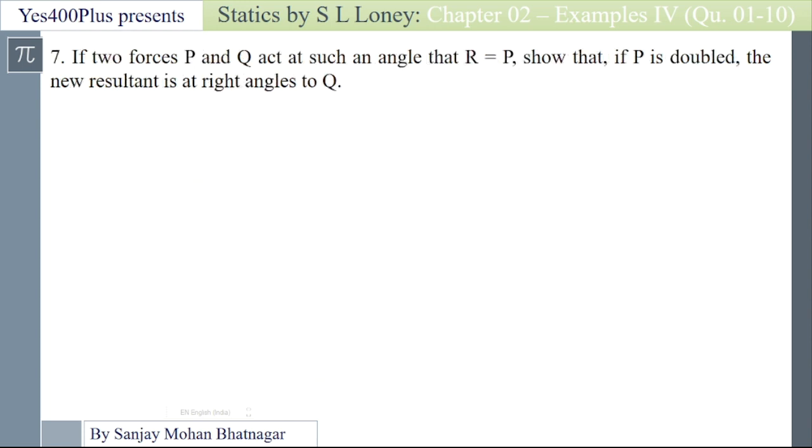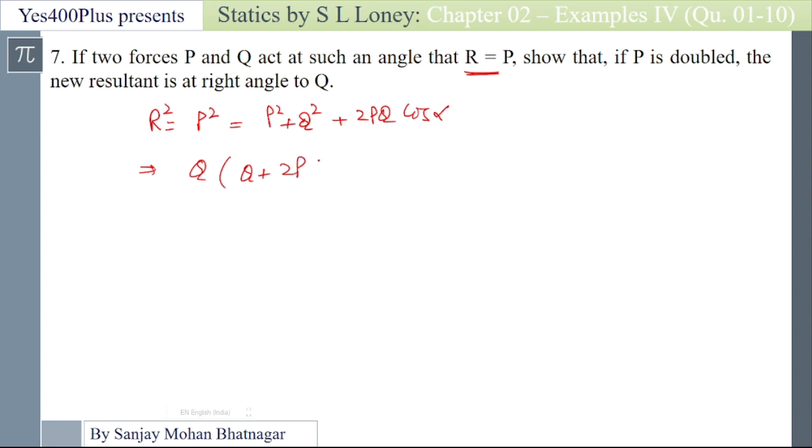If two forces P and Q act at such an angle that R equal to P, show that if P is doubled, the new resultant is at right angle to Q. Okay, so from here we have R square equal to P square, because R is equal to P, equal to P square plus Q square plus 2PQ cos alpha, means Q into Q plus 2p cos alpha equal to 0, but q cannot be 0, so q plus 2p cos alpha equal to 0.